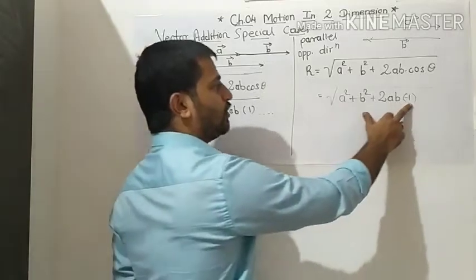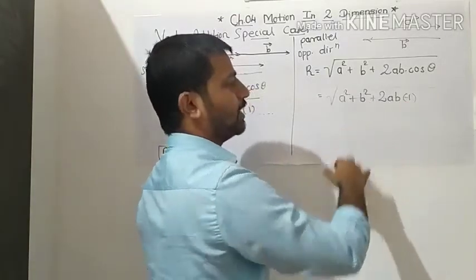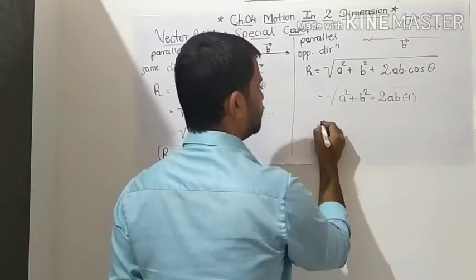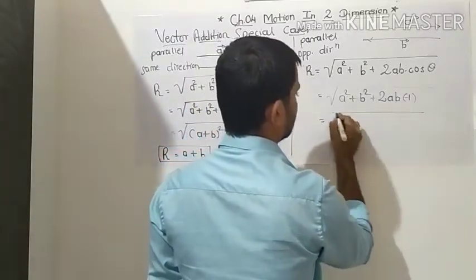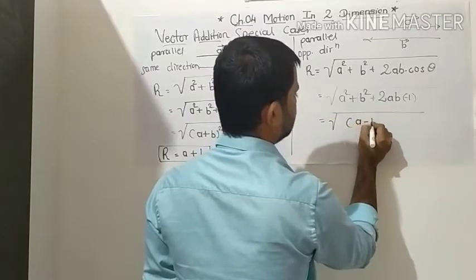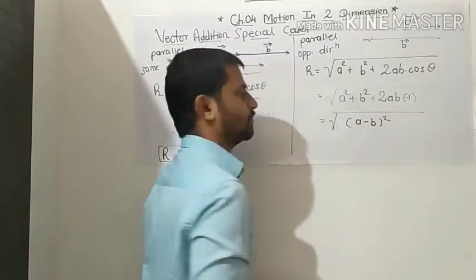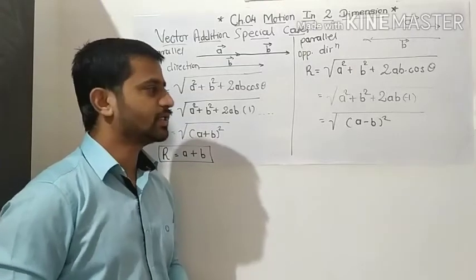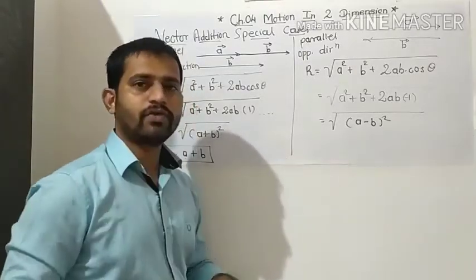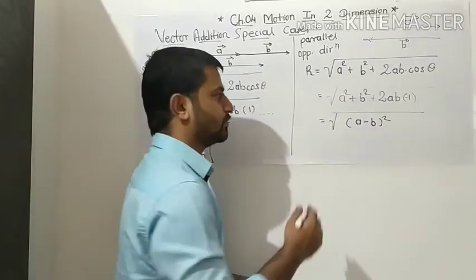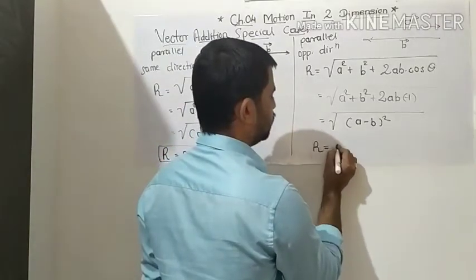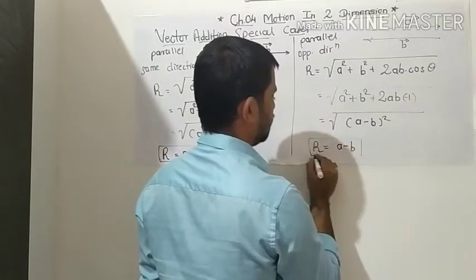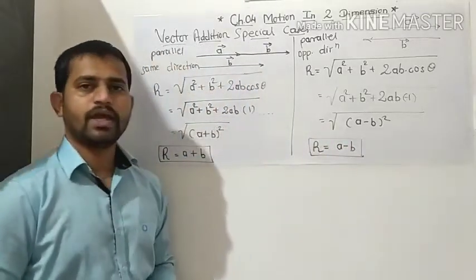So if we put this minus outside the bracket, what is the value of that square root? It is nothing but A minus B bracket square. So if we remove the square root, we will get the value of the resultant here. R is equal to A minus B.